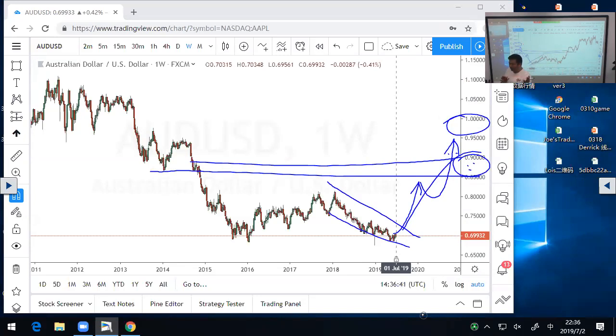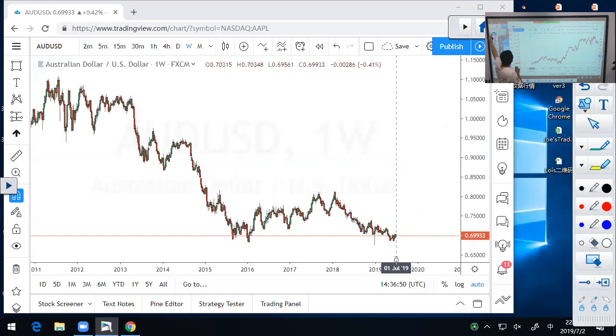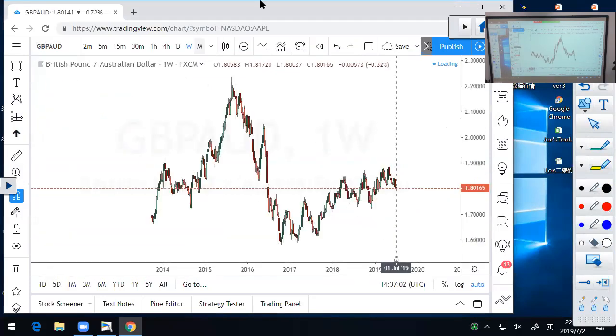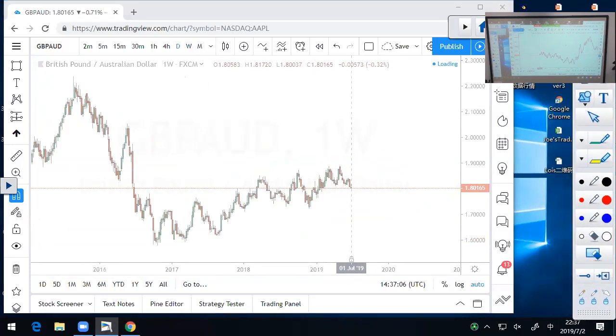So as I said, and I also published on TradingView, if you remember, I told you guys to pay attention to one pair, which is Sterling Aussie. Let's look at Sterling Aussie. I sent this on TradingView for Sterling Aussie, and I told you guys to sell the pullback, because it actually gives us a very nice opportunity to catch a fall.